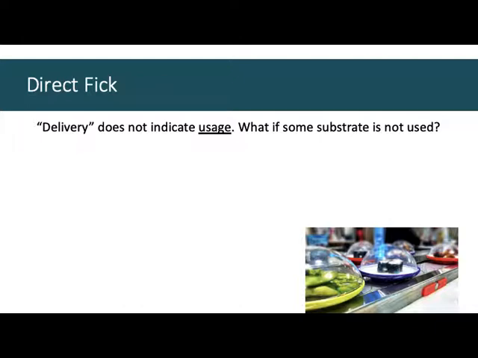Delivery in the body is not indicative of usage. And this is what I'm describing, the difference between delivery and usage. Just because you send a substance through the bloodstream, through the arteries, to the muscle or whatever tissue, does not mean it will be taken up. So, to add a little bit to Adolf Fick's equation, what if you don't eat all of the sushi? What if you're full?